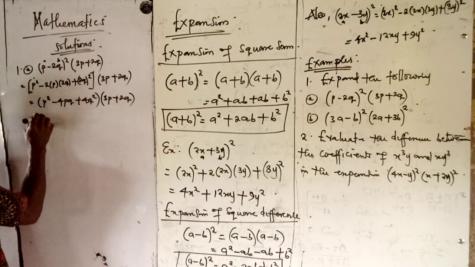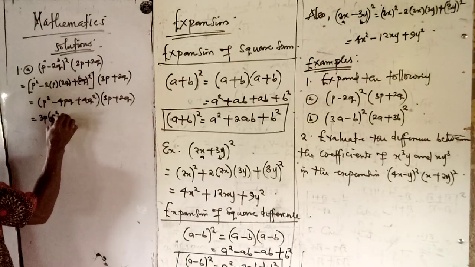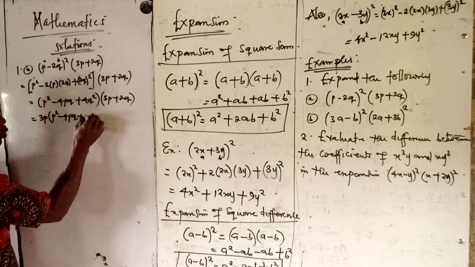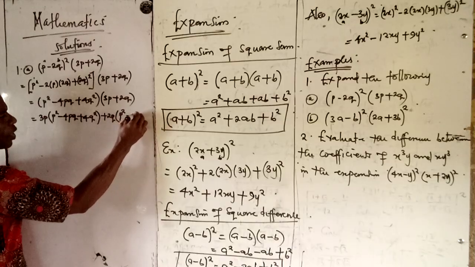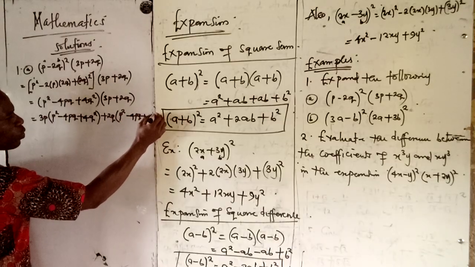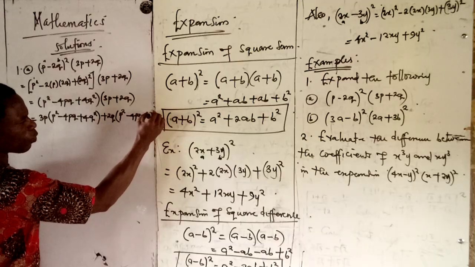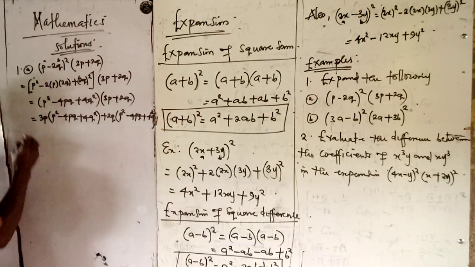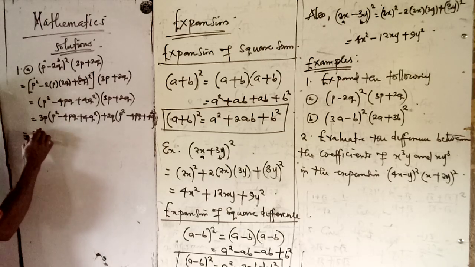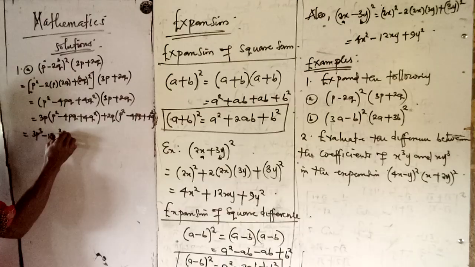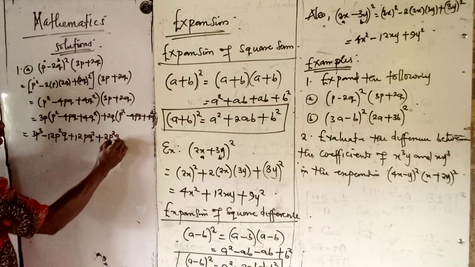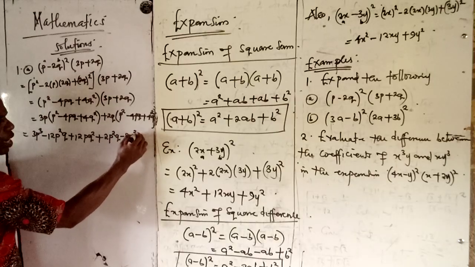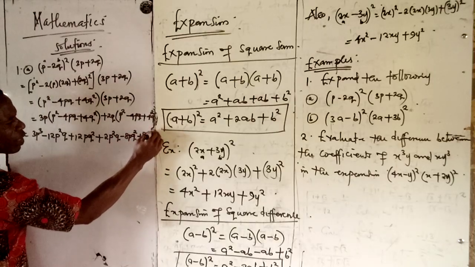What are we talking about now? 3p into p squared minus 4pq plus 4q squared. This plus 2q into what? p squared minus 4pq plus 4q squared. Okay? From here now, what do we have here? We have expanded. What do we have? 3p cubed minus 12p squared q plus 12pq squared plus 2p squared q minus 8pq squared plus 8q cubed.